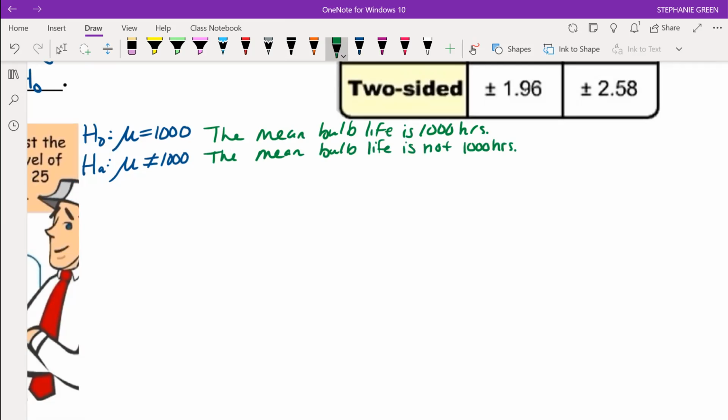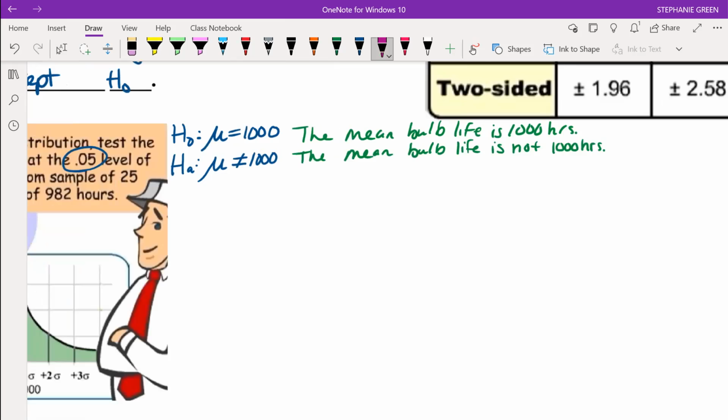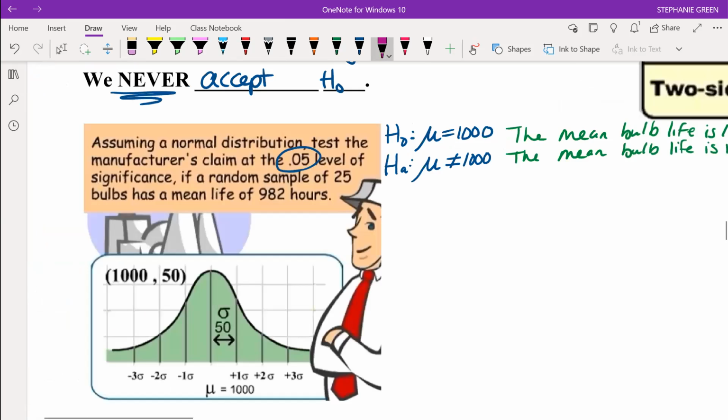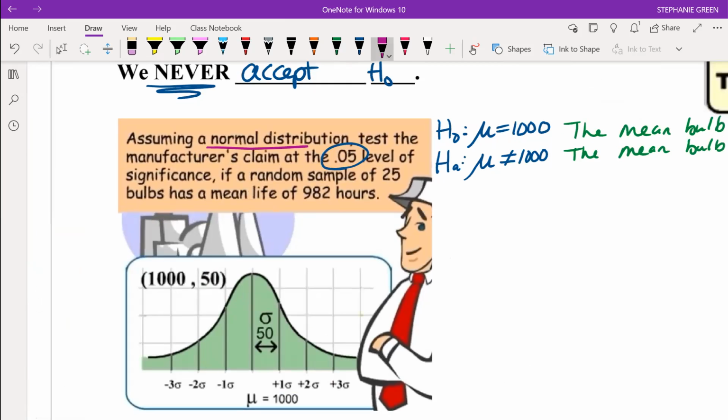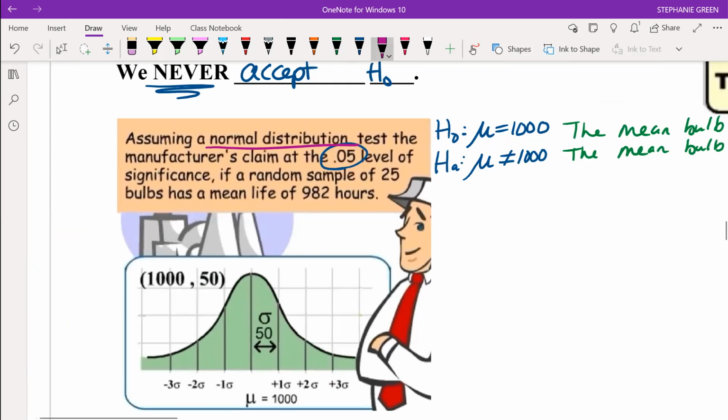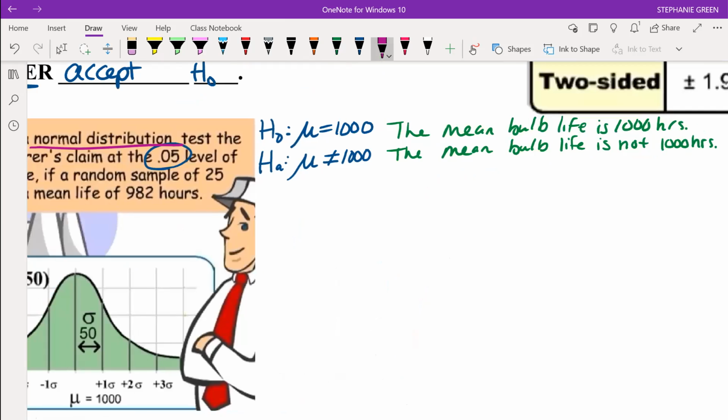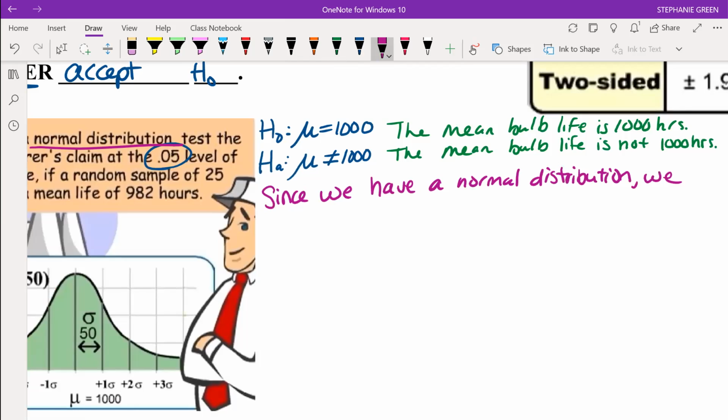All right, and then we move on to stating the test that we're going to use. Of course, we're going to use a z-test because it looks to be normally distributed. It even says right here, assume normal distribution. So I'll go ahead and write my condition first. I don't have to write it a certain way. I'll say, since we have a normal distribution, there's my condition. I don't have to put my condition last. I can put it first. We will perform a z-test.